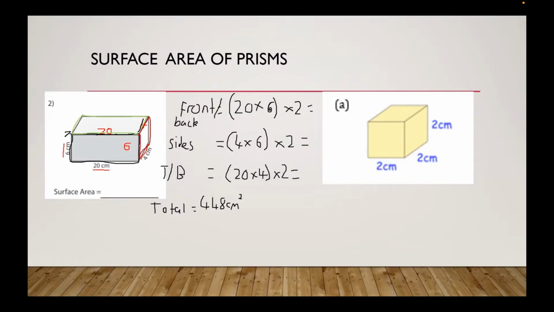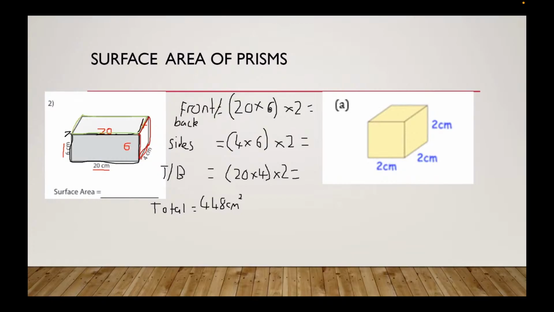Front slash back, and that's 2 times 2, which equals 4, times 2, which equals 8. Then left slash right. You do 2 times 2 times 2, which is also 8. Then you do top slash bottom, which is also 2 times 2 times 2. It also becomes 8.